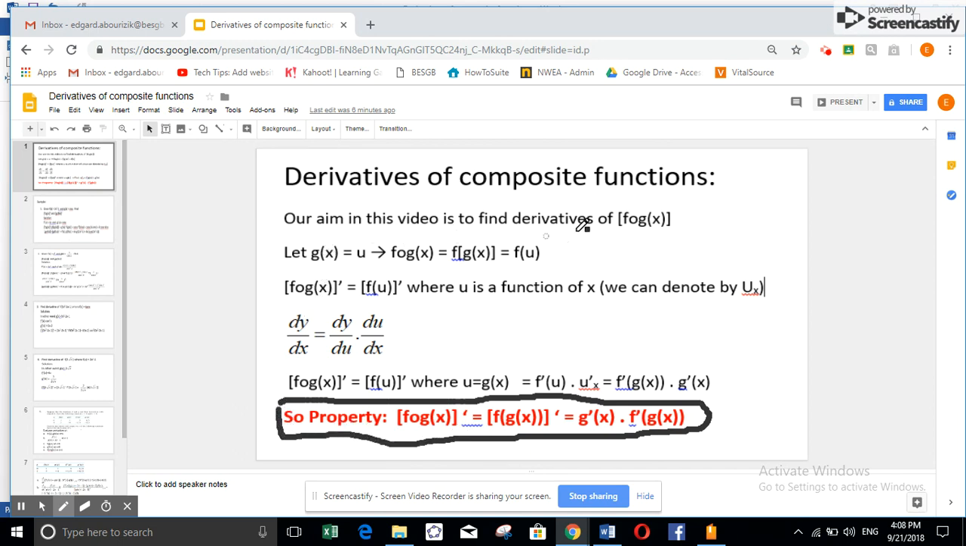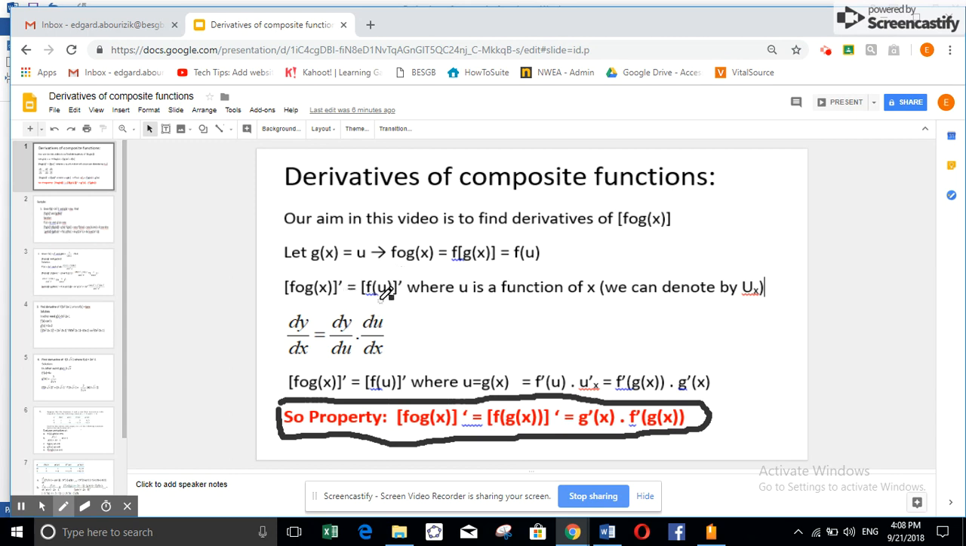So we want to find the derivative of composite function. We all know we took the composite function in grade 10, f of g of x. Instead of writing g of x, I want to name g of x by u. So we have f of g of x, which is f of u, where u is a function of x. Why is u a function of x? Because u is an expression of g of x, and g of x is in terms of x. So our aim is to find the derivative f of u prime.